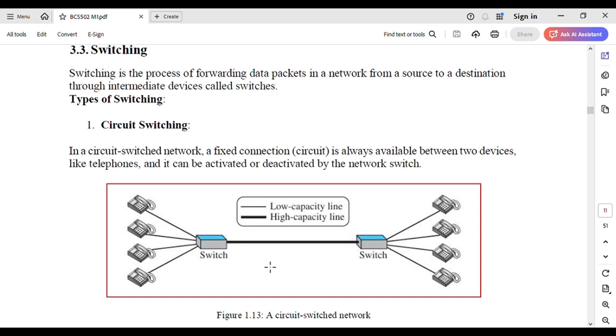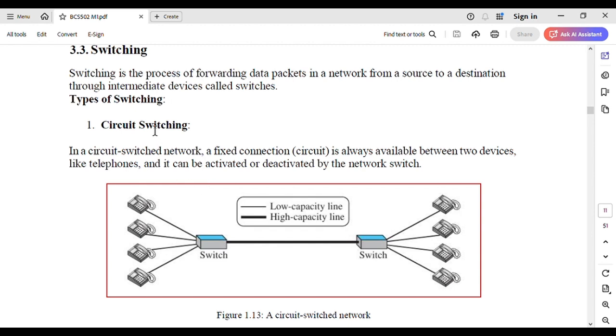Hi friends, in this video we are going to discuss the concept of switching. The question that has been asked in the examination is like this: with a neat diagram, explain circuit switching and packet switching for 6 marks or 5 marks.